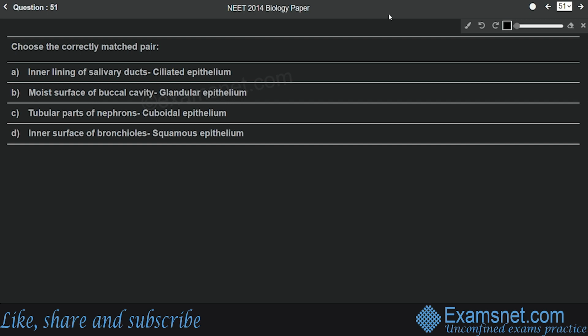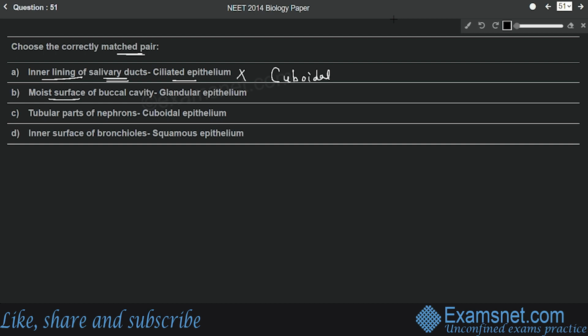Question number 51 is again from the chapter Structural Organization in Animals, and the question is, choose the correctly matched pair. So in the first one, inner lining of salivary duct is matched with ciliated epithelium, which is an incorrect match because the inner lining of the salivary duct has cuboidal epithelium. Okay, cuboidal epithelium, not ciliated epithelium, right?